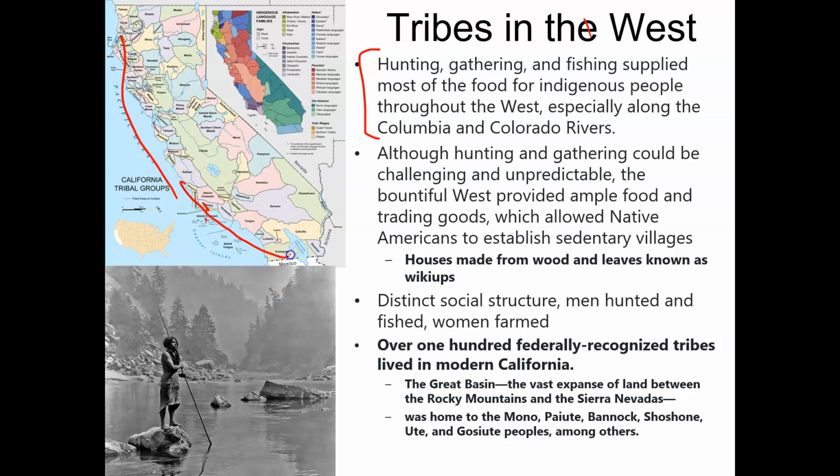And the fact that they are on the coastline means that they really relied on the resources of the sea, and also of the many different water systems that are throughout California. Now, based on where they lived, they had different types of houses. We look at wood and leaf style of housing. And what's interesting about them is they have a pretty distinct social structure where the males are fishermen and hunters, while the women are farmers.